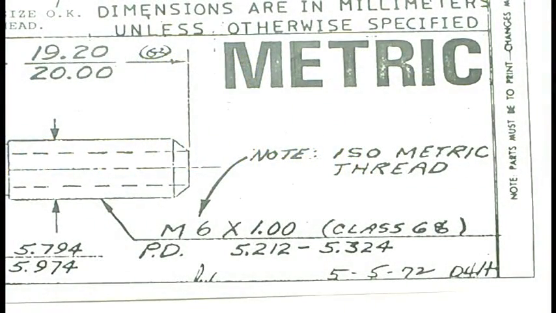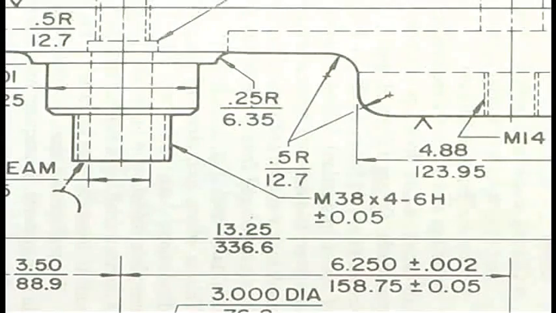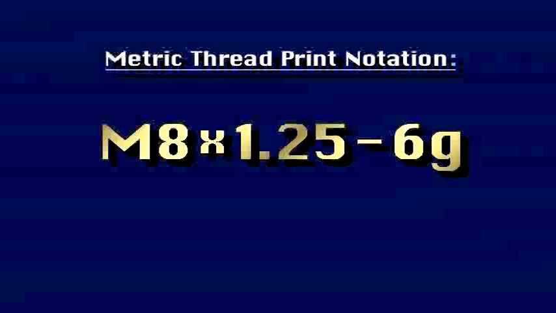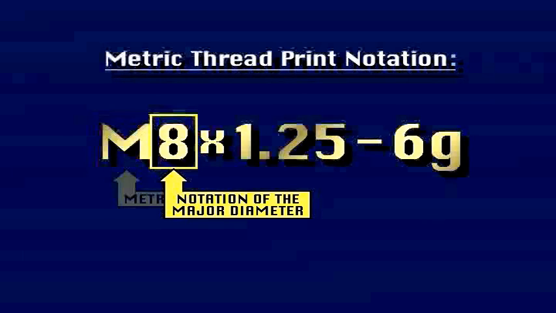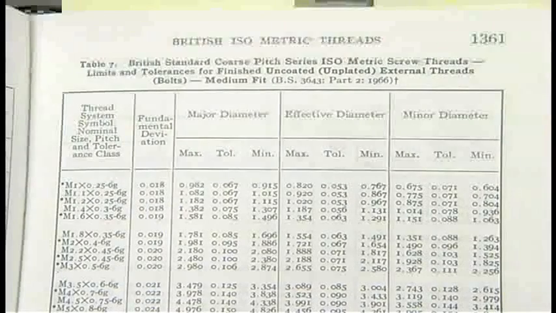Like the inch notation, metric threads have a standardized notation. These standard codes will be shown on the shop print next to the feature. All metric threads begin with a capital M for metric. The next number is the notation for the major diameter in millimeters. As with inch threads, this does not represent the actual diameter. Refer to a reference manual to find the actual tolerance limits of the major diameter.